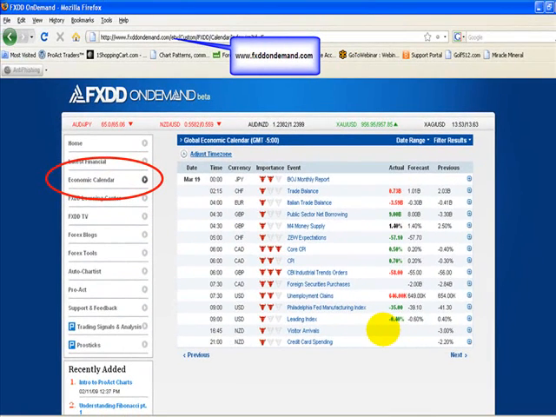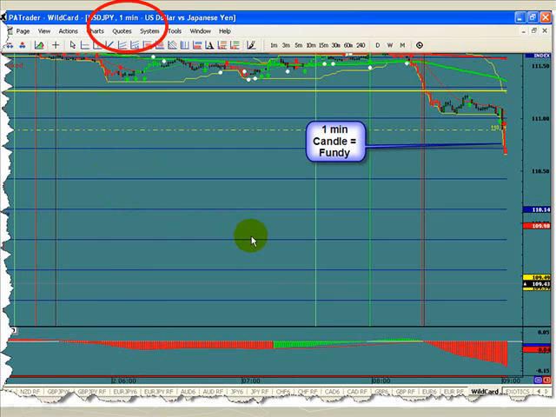Another place to go is FXDD on demand. They also have an economic calendar there. The only difference here is it's the number of bulls. The 3 bulls means that it's significant. 2 means it might move the market, and 1 means probably nothing will happen. It's just information.